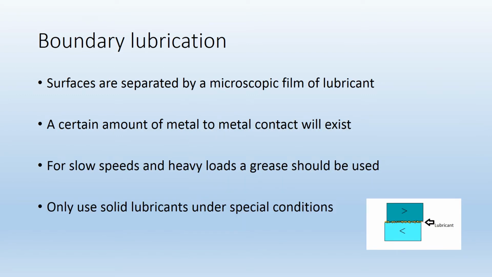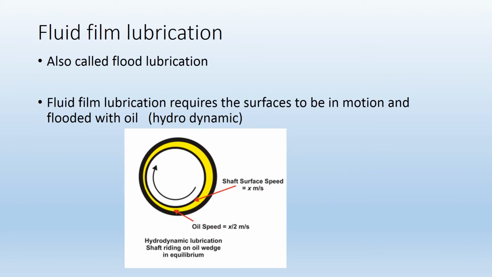With boundary lubrication, the surfaces are separated by a microscopic film of lubricant. And between those surfaces, there will be a certain amount of metal-to-metal contact. So for slow speeds and heavy loads, a grease would be a better choice for a lubricant rather than just plain oil. In special conditions, solid lubricants would be used.